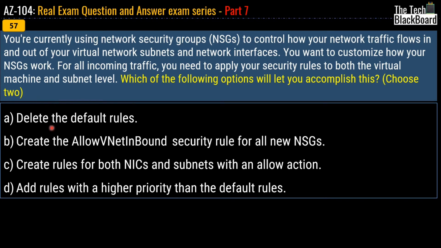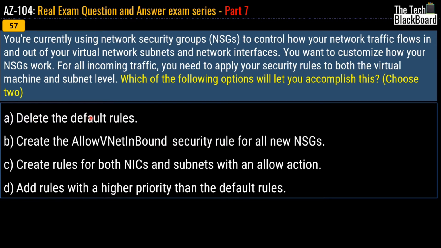And your options are: delete the default rules, create the allow VNet inbound security rules for all new NSGs, create rules for both NIC and subnets with an allow action, and the last one is add rules with a higher priority than the default rules. Now let's examine all the options one by one.